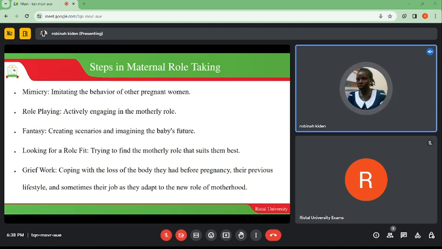Then grief, for coping with the loss of the body you had before pregnancy, their previous lifestyle, and sometimes their job as they adapt to the new role of mother. So this is something that the mother really has to adjust her life to. For instance, there were clothes that she used to love, that used to fit her well, but at this point she cannot even touch them. So she needs to adjust her mind slowly and slowly.